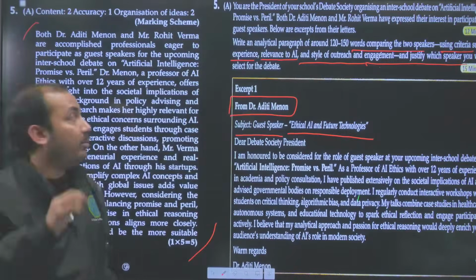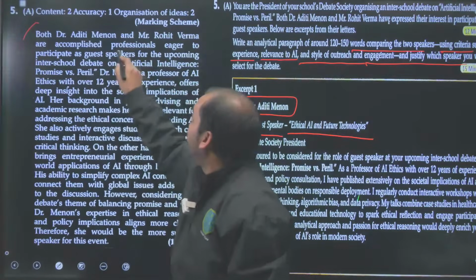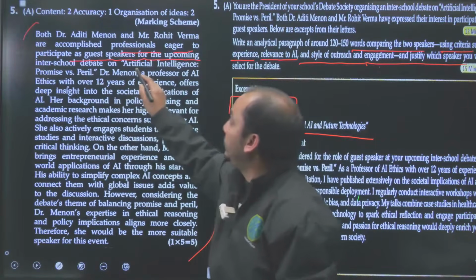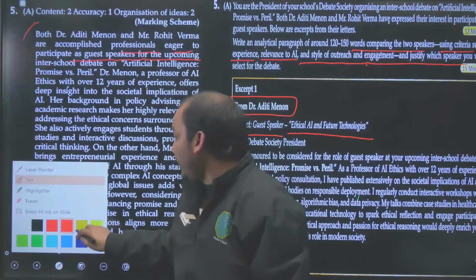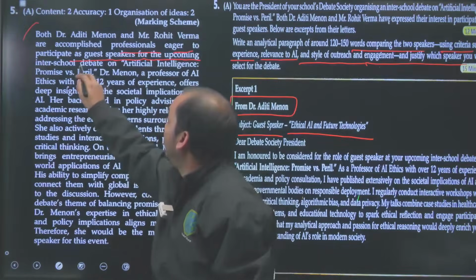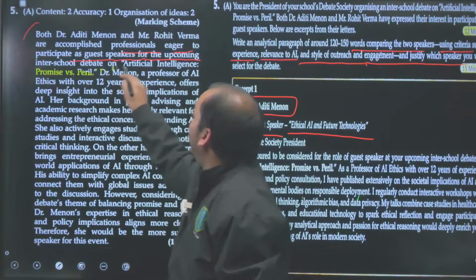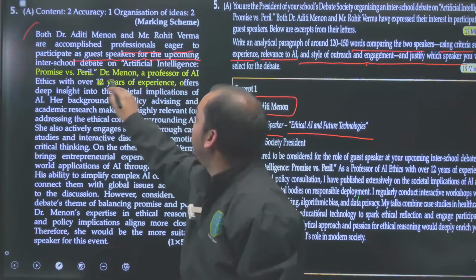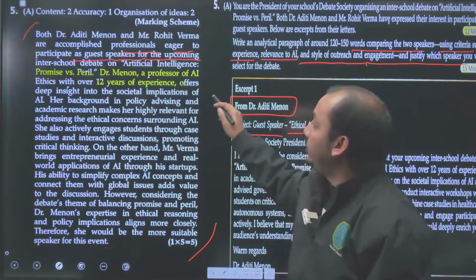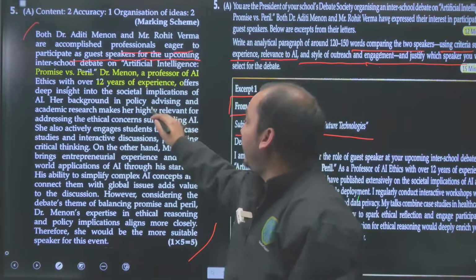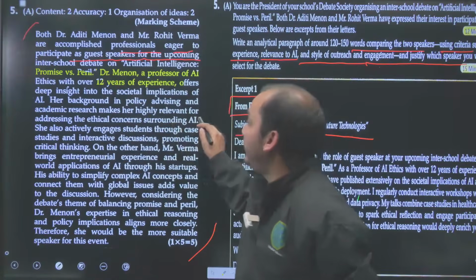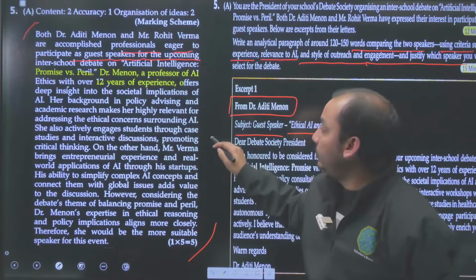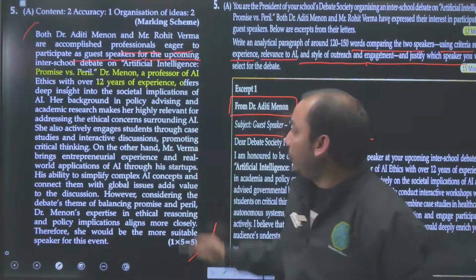It means both of them are professionals eager to participate as guest speakers for the upcoming inter-school debate on artificial intelligence: promise versus peril. Dr. Menon, a professor of AI ethics with over 12 years of experience, now offers deep insight into the societal implications of AI. Her background in policy advising and academic research makes her highly relevant for addressing the ethical concerns surrounding AI. She also actively engages students through case studies and interactive discussions, promoting critical thinking.